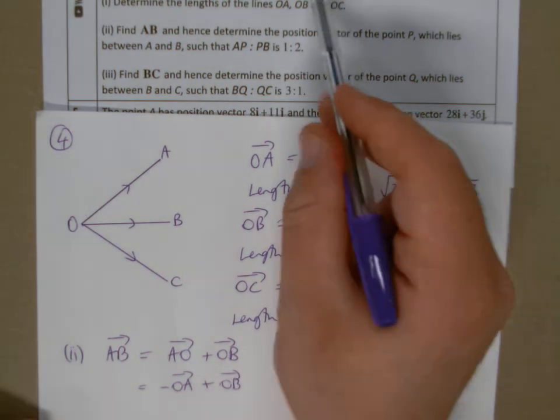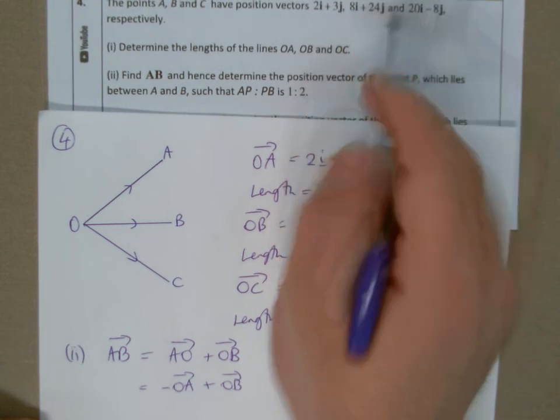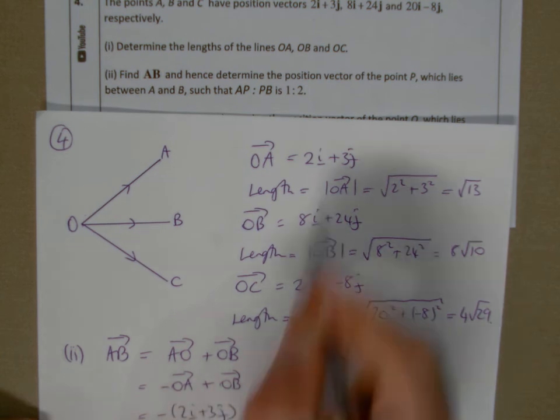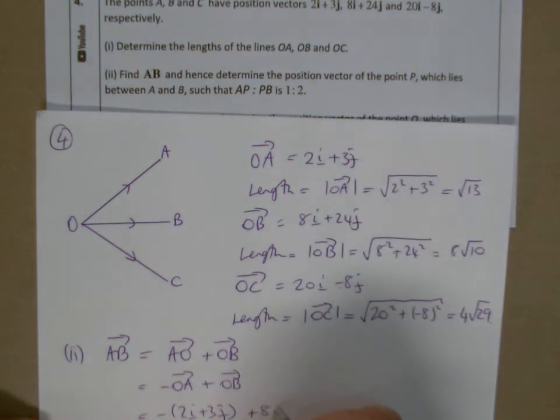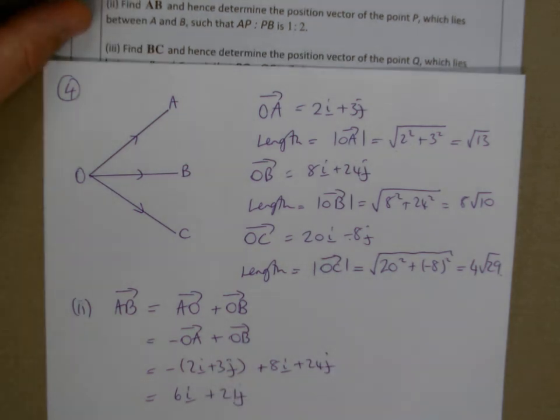So minus the position vector of A, which is minus 2i plus 3j, plus then OB, plus 8i plus 24j. Simplifying this, minus 2i plus 8i is 6i, and then minus 3j plus 24j is plus 21j. So that's your AB there.